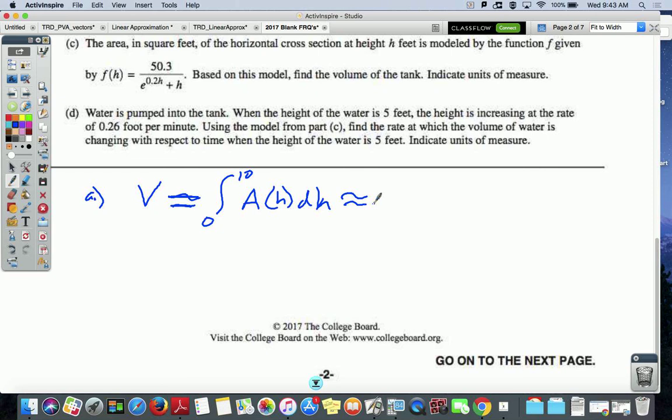And the approximation for that, we're going to do 2 times that left-hand endpoint, which was 50.3, plus 3 times 14.4, plus 5 times 6.5. And then it is a calculator question, so go ahead and use your calculator. And that volume estimate, we'll say the volume is approximately equal to 176.3.